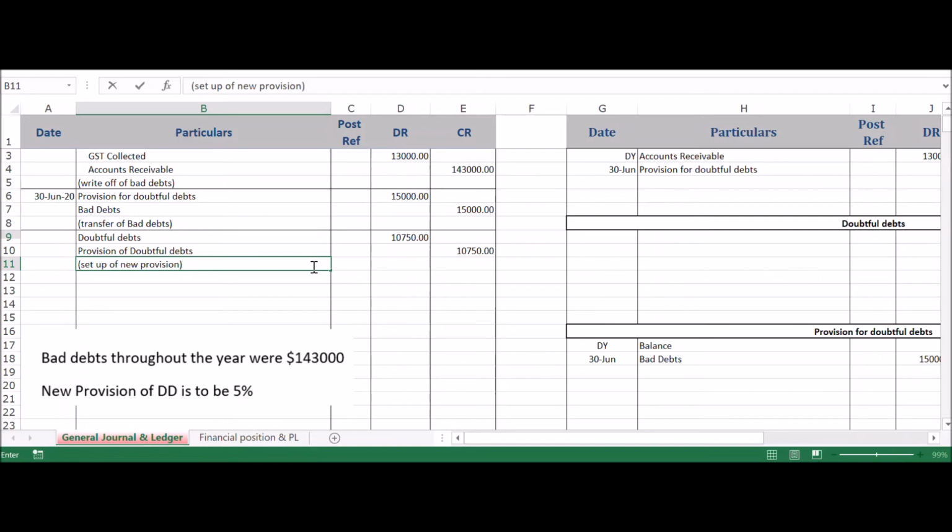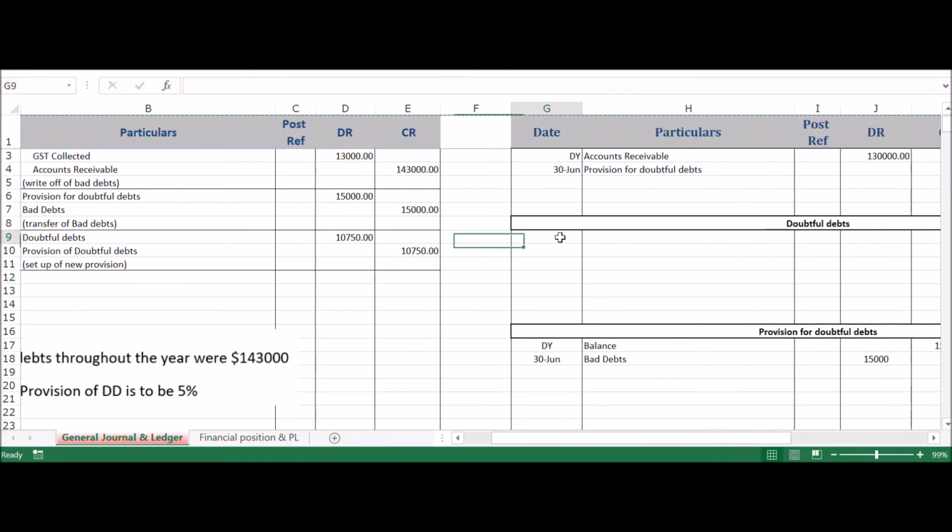Set up of the new provision of doubtful debts for the new year, and they'll be all ready for the next financial year. So I'm allocating a bit less actually. I'm a bit surprised with this question. Judging by that previous amount, we probably should have done more. That's all right. That's what this business wants to do. So go over here and we need to record that in here. 30th of June, and we're going to put in the provision.